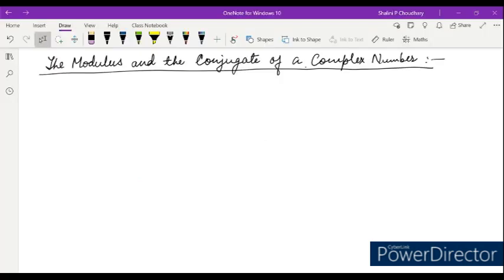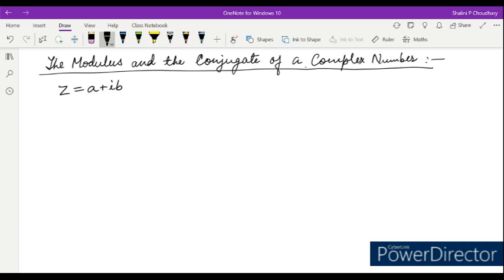In complex numbers, we have not yet discussed the term modulus. So today we'll talk about the modulus and the conjugate of a complex number, and we'll also see how it is related to the inverse of a complex number. Let us suppose there is a complex number z that is equal to a plus ib.